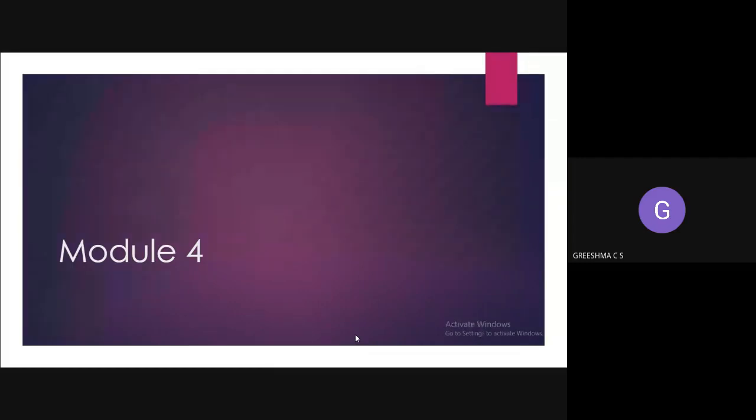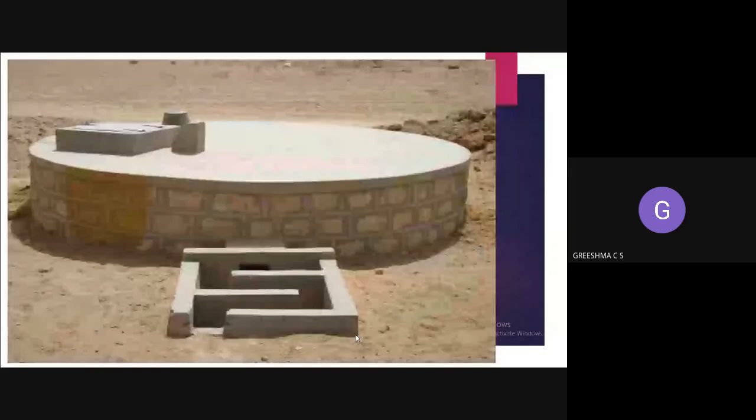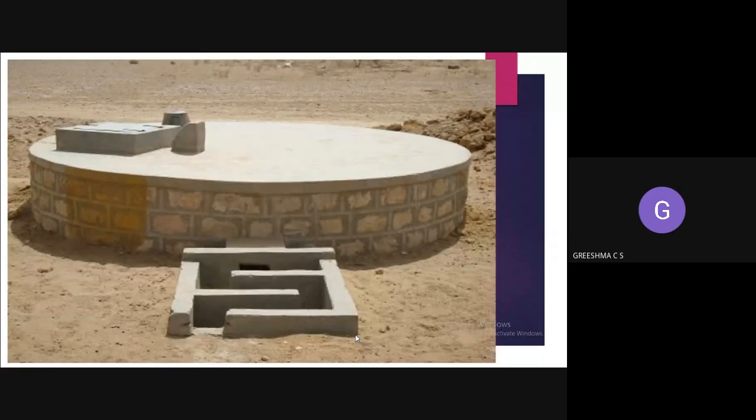So first of all, we'll start with a circular slab. See this. Have you seen this? This is a circular slab. So where are we using circular slabs? You might have seen the septic tank, a circular septic tank. On the top of it, you will have an RCC slab of circular shape.